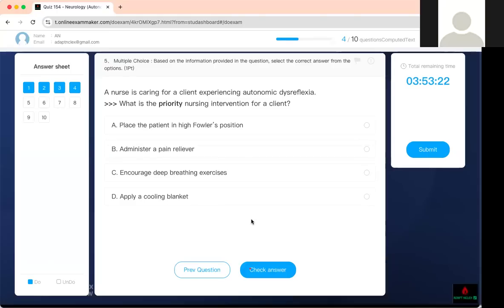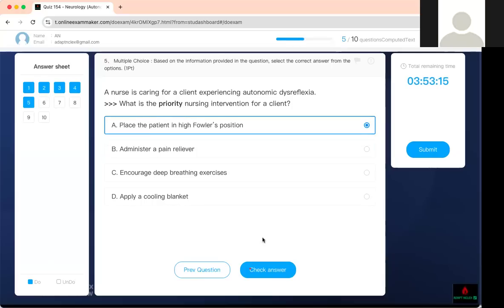Raising the head up will decrease the blood pressure, decrease blood flow from the head, and prevent the ICP injury due to hypertensive encephalopathy. Pain medication is not going to resolve the problem. It's pressure and a distension.